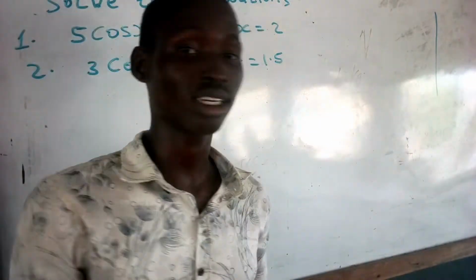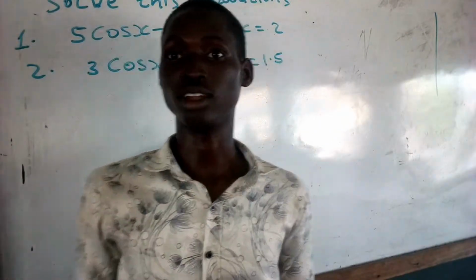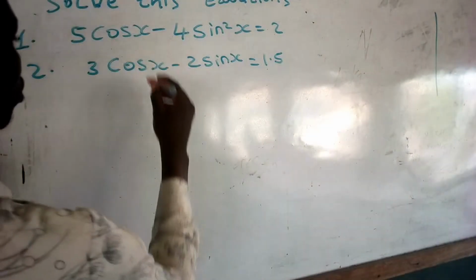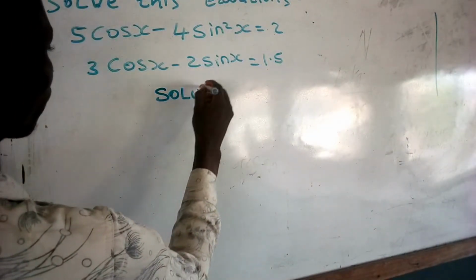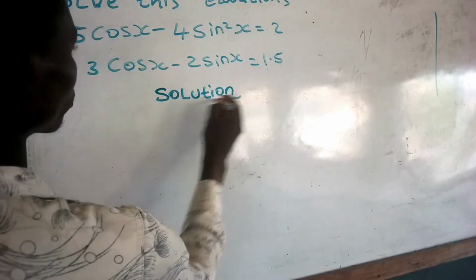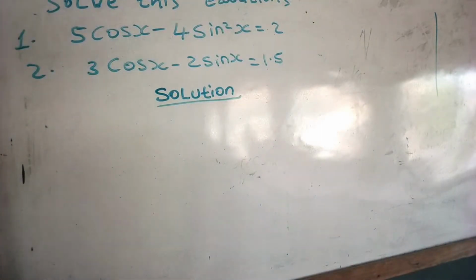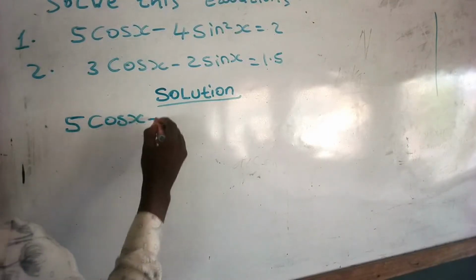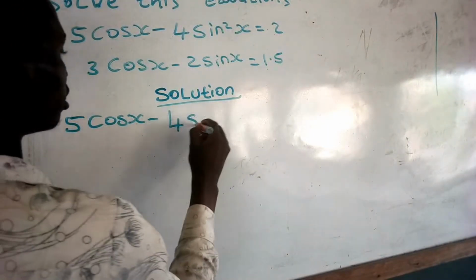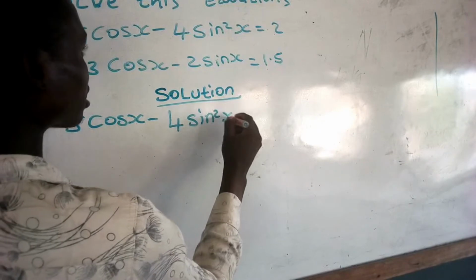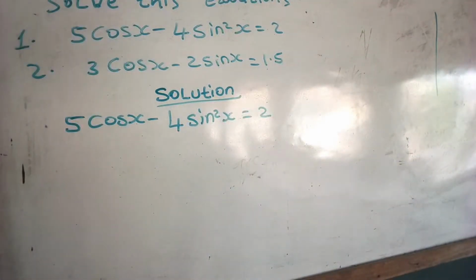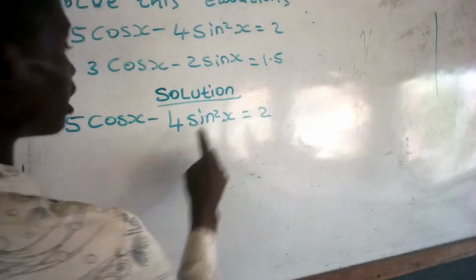It is very simple and logical. Very simple. Let's solve for number 1. We have the solution for number 1. We have 5 cos s minus 4 sin square s equals 2. Okay, so now we can see sin square s here.